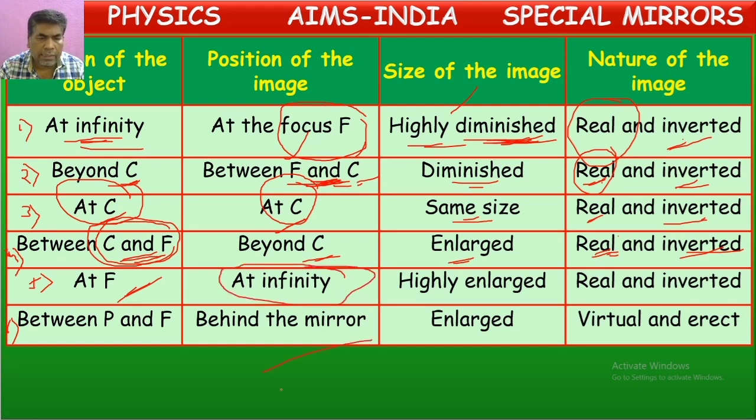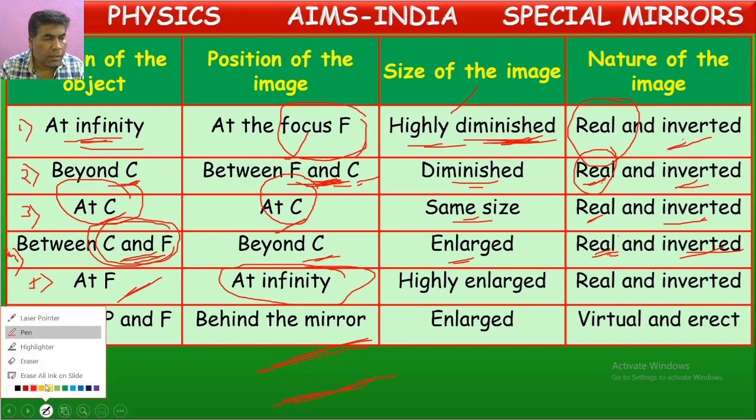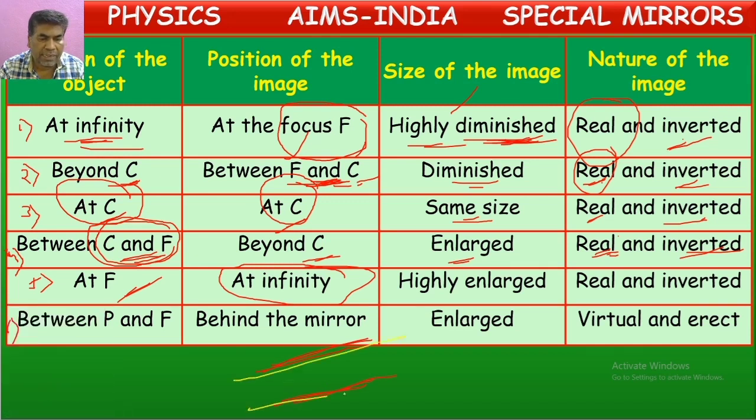Why? Means the rays after reflection will be parallel. They never meet. They never appear to meet. So we have to imagine the image is formed at infinity, but how highly enlarged. Highly enlarged. The nature is real and inverted.